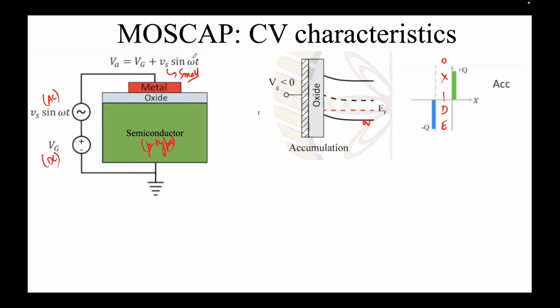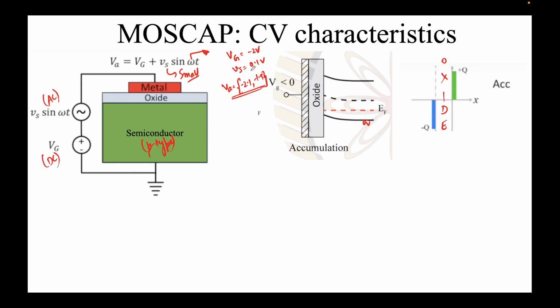And omega is the frequency of oscillation of Vs. So let's just put some numbers. So let's say Vg we are putting at -2. Okay, and let's say Vs is 0.1 volts. So overall VG is going to move between minus 2.1 to minus 1.9. So overall, you will not see major changes, but some dynamic changes. The dynamics is the thing that we are interested in, right?